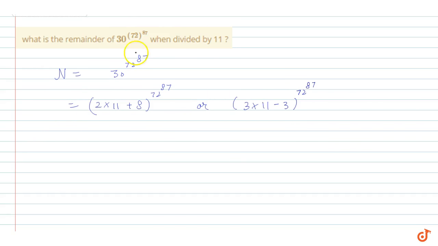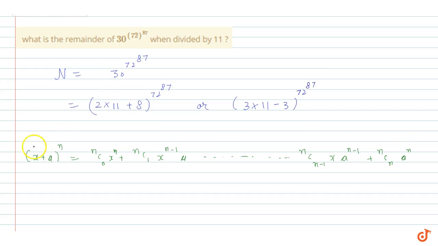So if we look at the expansion, we know that the expansion of (x plus a) raised to power n is equal to nC0 x raised to power n plus nC1 x raised to power n minus 1 into a and so on, and the last two terms of that expansion are nC(n-1) x into a to the power n minus 1, plus the last term, nCn into a to the power n.